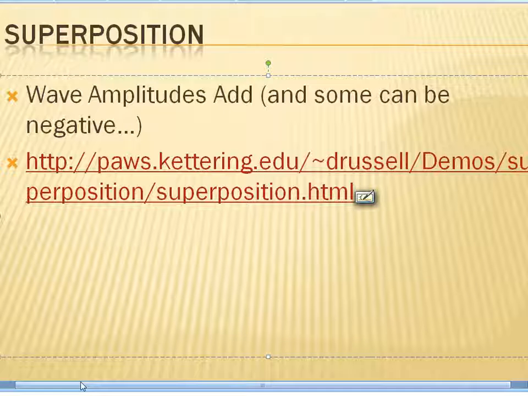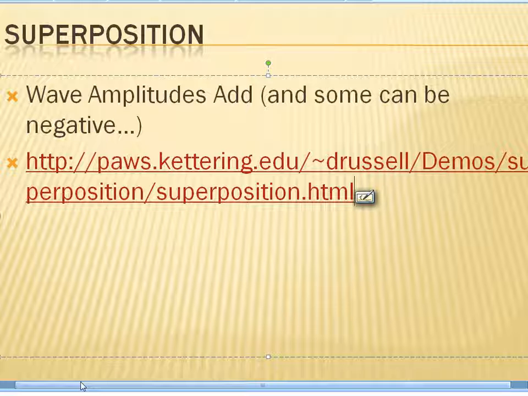In the previous video, we addressed the wave phenomenon of reflection. In this one, we're going to be dealing with something a little bit more complicated called superposition. One of the things about superposition that's different from reflection is that with reflection we were really only dealing with the one wave pulse. With superposition, we're going to have multiple wave pulses involved.